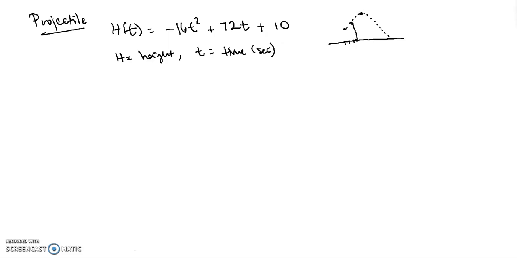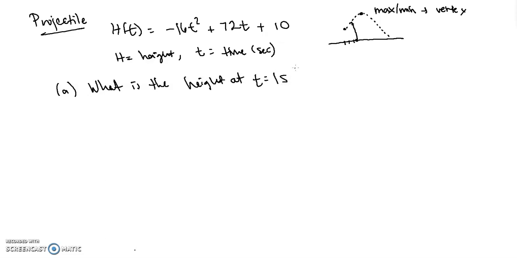And remember, if you want to find the high point, if you want to try to find the maximum or the minimum of a parabola, you're actually looking for the vertex. Okay, the vertex is the maximum or minimum. Okay, so let's say part A, what is the height at t equals 1 second? Okay, so the height at t equals 1 second. So if they give you time, you're just going to plug that in. So I'm plugging 1 into h.